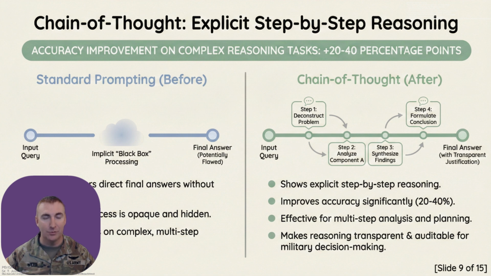Performance impact proves substantial. Research shows accuracy improvements of 20 to 40 percentage points on complex reasoning tasks when chain of thought is employed. Cost impact is modest. Chain of thought increases token consumption by showing intermediate reasoning steps, typically adding 20 to 30% to output length. For logistics feasibility analysis requiring sequential calculation, chain of thought guidance ensures the model works through mathematics systematically, producing verifiable analysis rather than plausible sounding but incorrect conclusions.